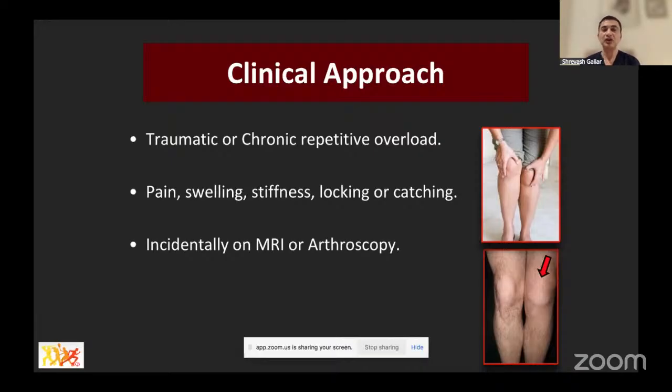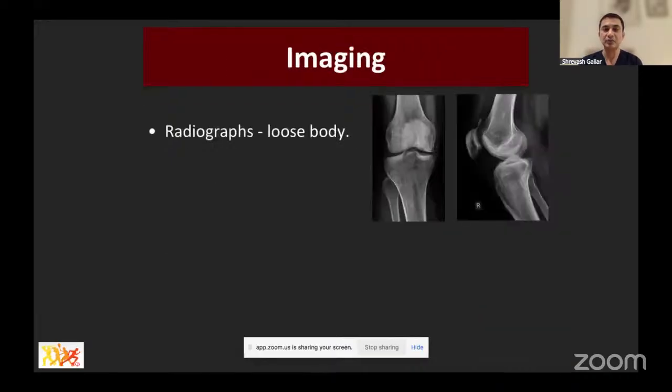I would look for symptoms either in isolation, be it pain, swelling, stiffness, locking or catching, or in combination. And I would also, if they have investigations or if I order one because of their symptoms, check whether these cartilage-related lesions are incidental on MRI, or if I'm doing some sort of a ligament surgery, whether it's an incidental finding on arthroscopy.